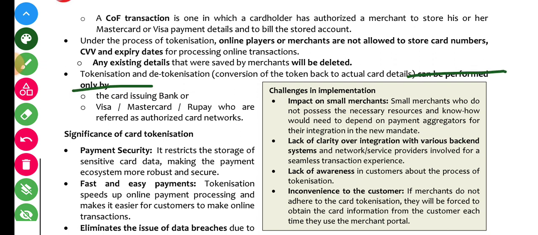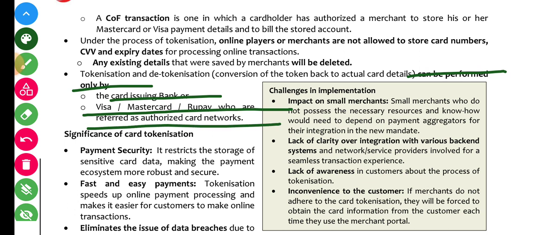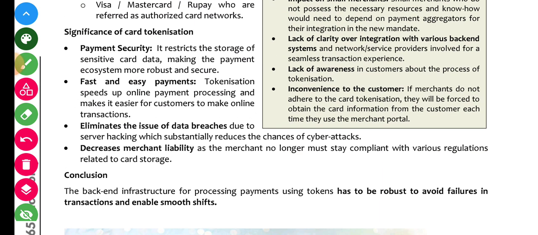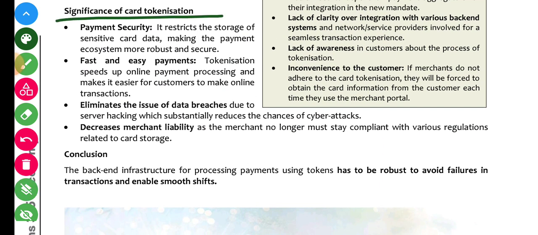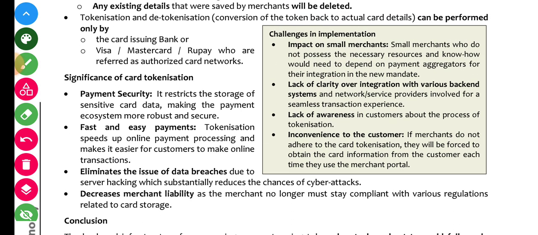Tokenization can be performed only by the card issuing bank, Visa, MasterCard and RuPay, who are referred to as authorized card networks. So keep this in mind. What is the significance of card tokenization? Payment security, fast and easy payments, eliminating the issue of data breaches, and decreased merchant liability. So keep this in mind, the significance of card tokenization.